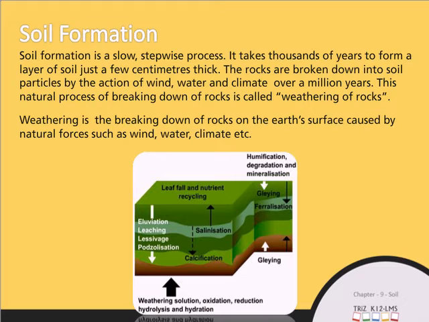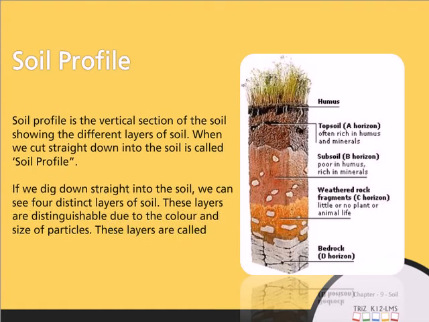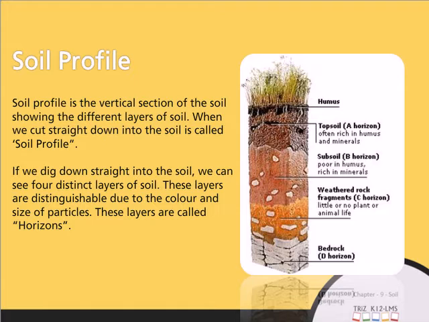Weathering is the breaking down of rocks on the Earth's surface caused by natural forces such as wind, water, climate, etc. Soil profile. Soil profile is the vertical section of the soil showing the different layers of soil. When we cut straight down into the soil, it is called soil profile.